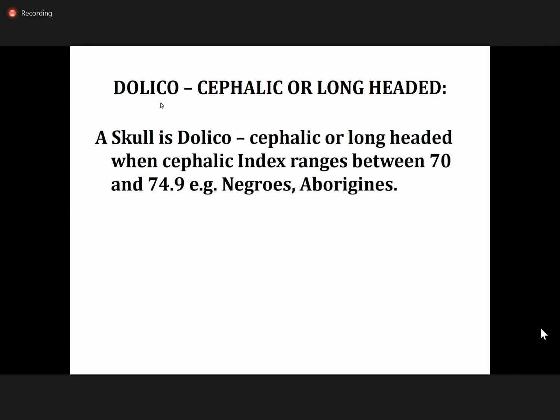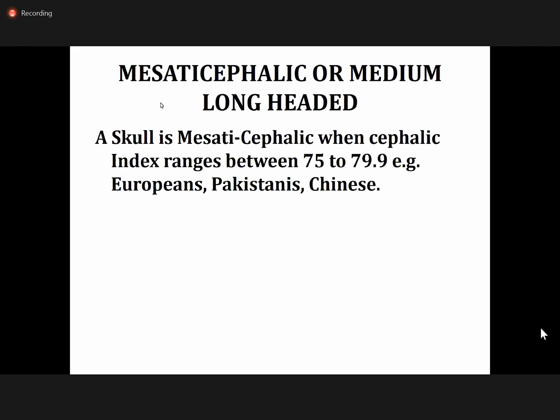A skull is termed dolichocephalic, or long-headed, when the cephalic index is between 70 and 74.9. Examples are the Negro and the Aborigines. The mesocephalic, or medium-headed skull, has a cephalic index ranging between 75 and 79.9. Examples are Europeans, Pakistanis, who fall into this category, and the Chinese.